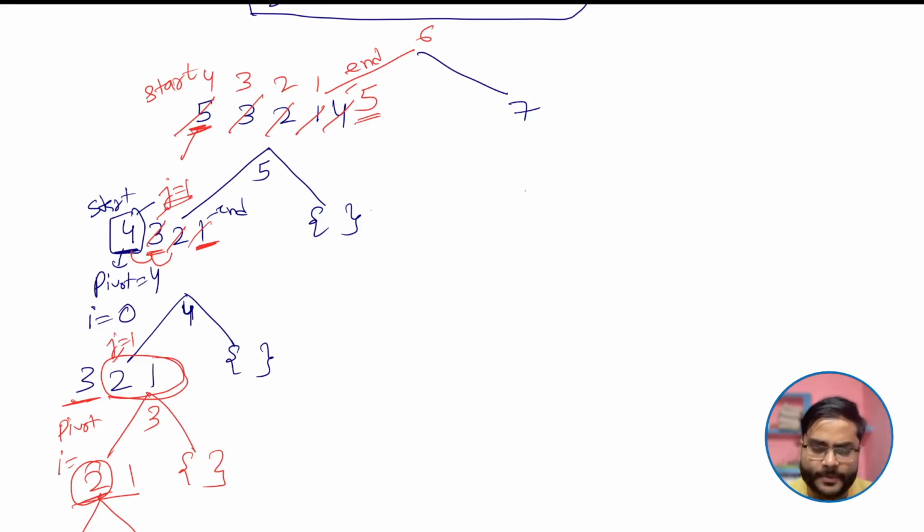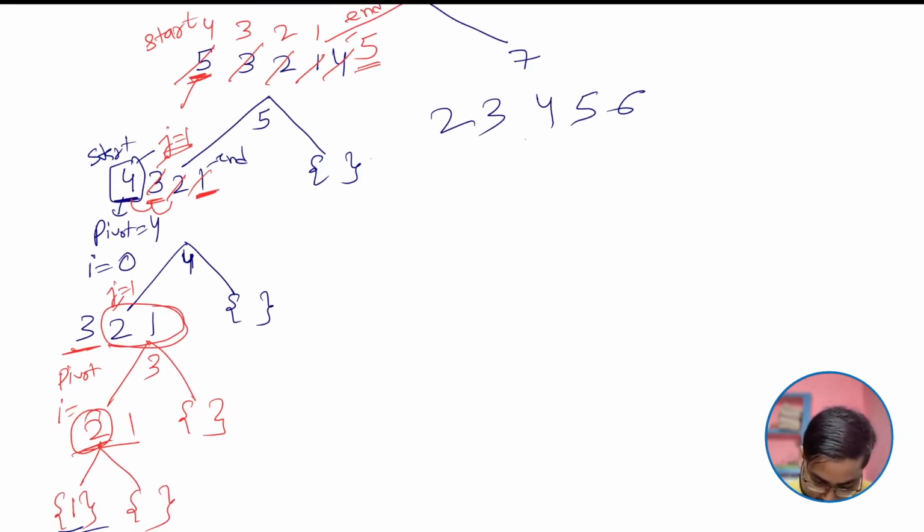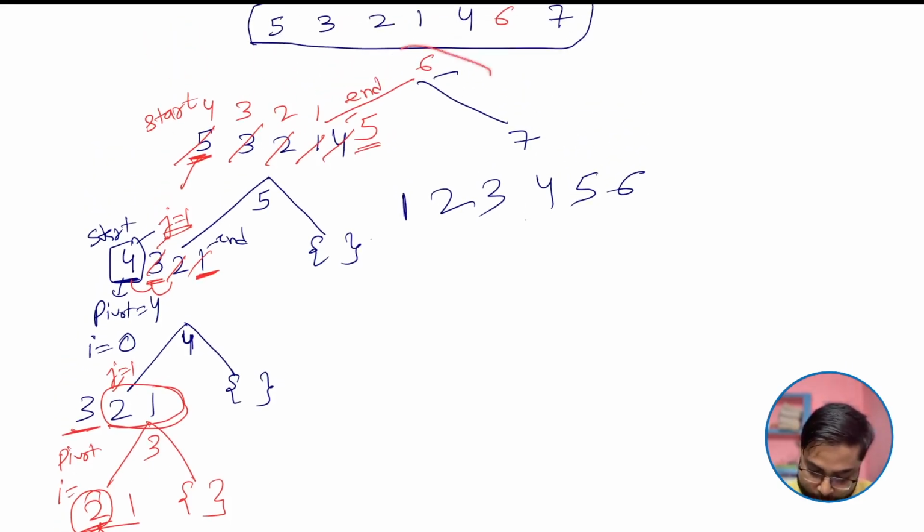Now let's quickly summarize it. So first 6 will be at the correct position. Then we will come to the left subtree. In the left subtree 5 will be at the correct position. Then from here 4 will be in the correct position. Then from here 3, then from here 2, then from here 1 will be in the correct position. And from here 7 will be in the correct position.